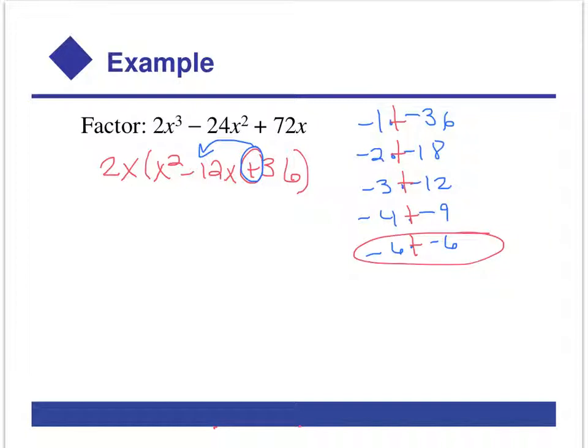So now we have 2x, because that comes down, and we're just going to factor like we have done in the past. And so we're going to put these in here. Now these are the prime factorization. It takes all three of those multiples to create the trinomial 2x cubed minus 24x squared plus 72x.